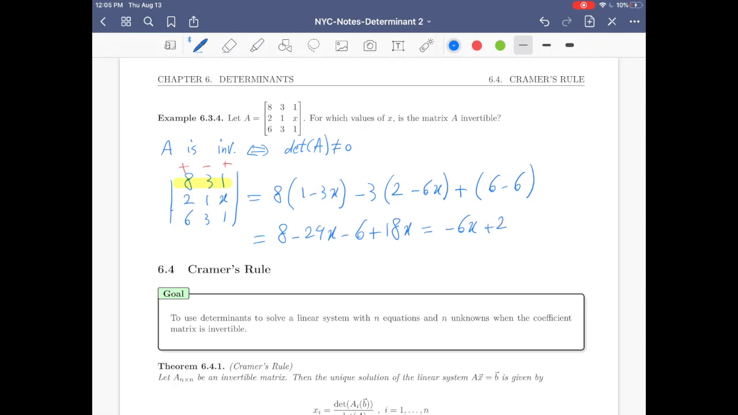Good. So you see, it says for which values of x is the matrix A invertible. So the determinant should not be 0, and that implies x should not be 1 over 3. So that's the answer. So x can be any number except 1/3. Good.